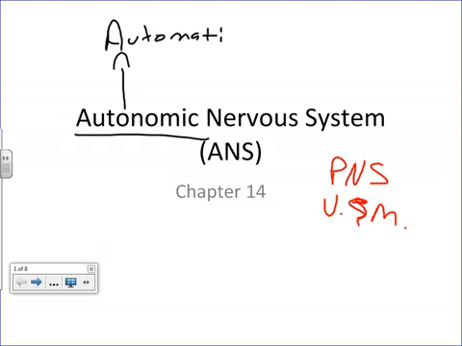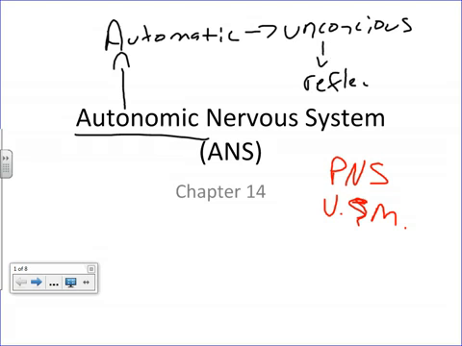And when we say automatic, what we're saying is unconscious. So this is all activity that's regulated via reflexes. Now, there are some exceptions to this, but for the most part, that's how I want you to think about how the autonomic system works, the automatic nervous system. Just in mentioning that right now, it should be fairly easy to understand.